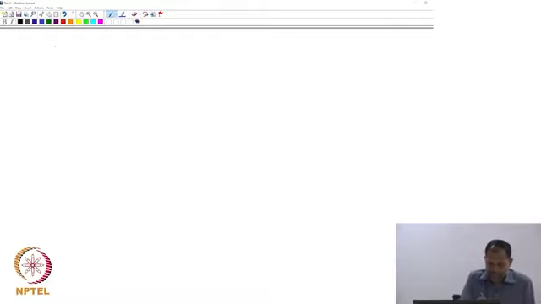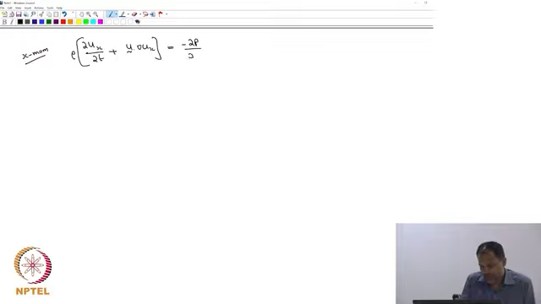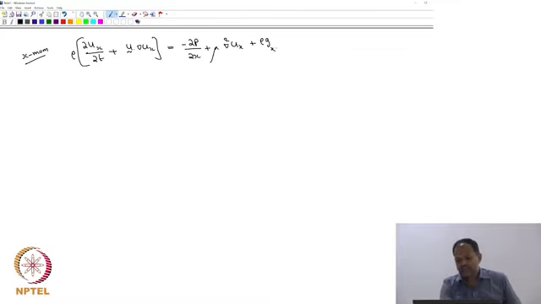So, x momentum equation, how does it look like? ∂u_x/∂t plus u dot grad u_x is equal to minus ∂p/∂x plus mu del squared u_x plus rho g_x, where g_x is the component of gravity acting along the x direction, right.